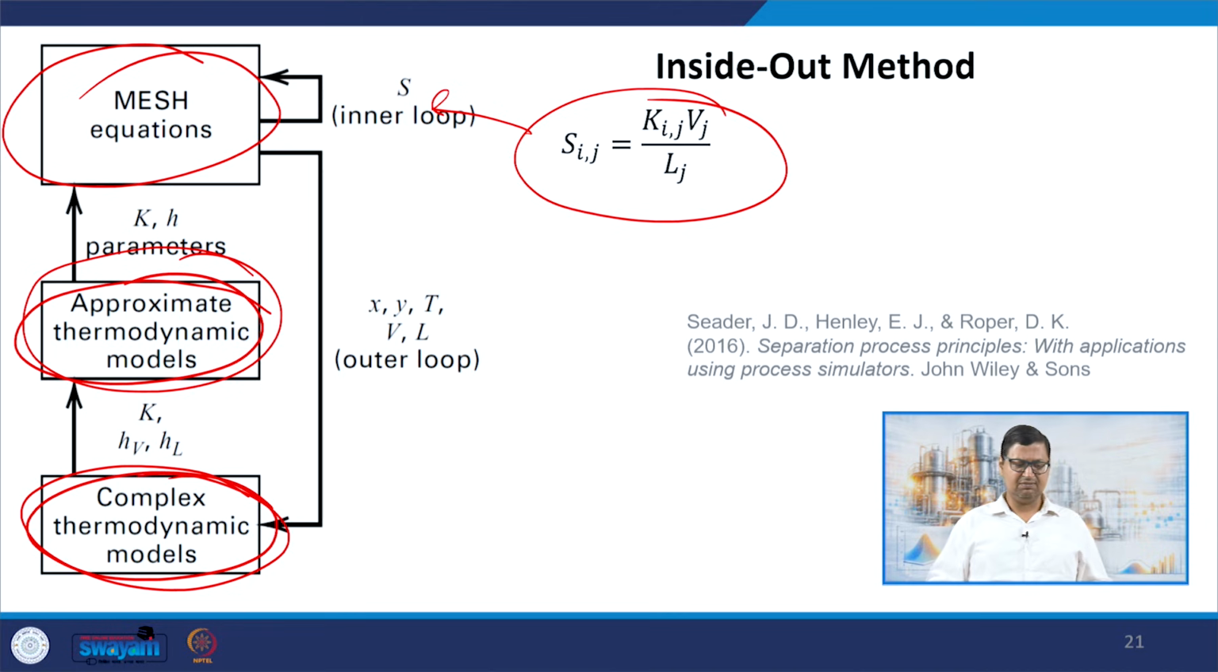So, only some inside iterations that I am using in my computational code are being done by the approximate model. So, it is going to be fast, but I am not compromising accuracy, because there is also an outer loop that is using the complex thermodynamic model. So, the final results are going to satisfy the complex thermodynamic models as well, right. This is what is done in the inside out method.